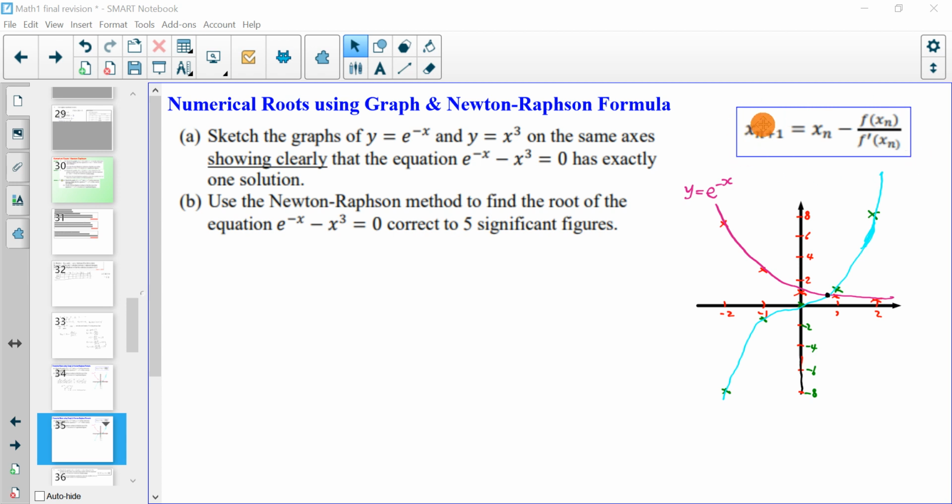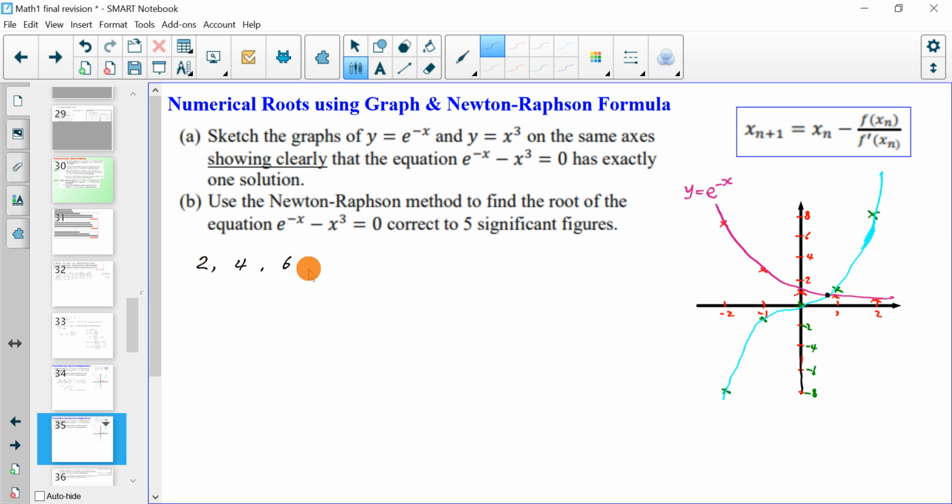The Newton-Raphson formula is here on the top corner of this page. You can see there's x n plus 1. It's a subscript indicating the next value of x. And xn is basically the previous value. So it is a recursive formula, meaning that if you start with something, so just a quick revamp on what a recursive formula is.